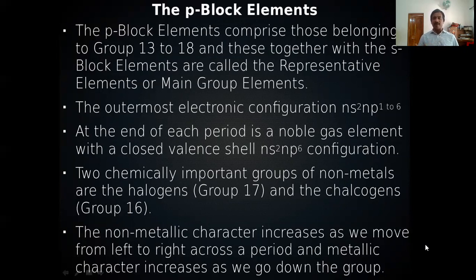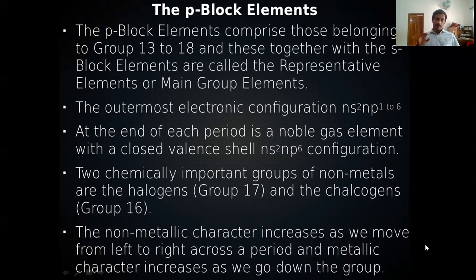The non-metallic character increases as we move from left to right across a period, and metallic character increases as we go down the group. As we move down in a group, non-metal character changes to metalloids, then to metals. For example, we know in the case of group 13, boron is not a metal, but aluminum is a metal. As we move down the group, metallic character increases. And as we move from left to right, non-metallic character increases.